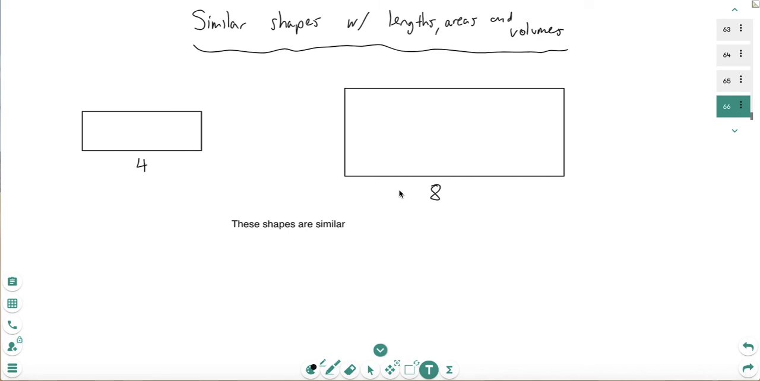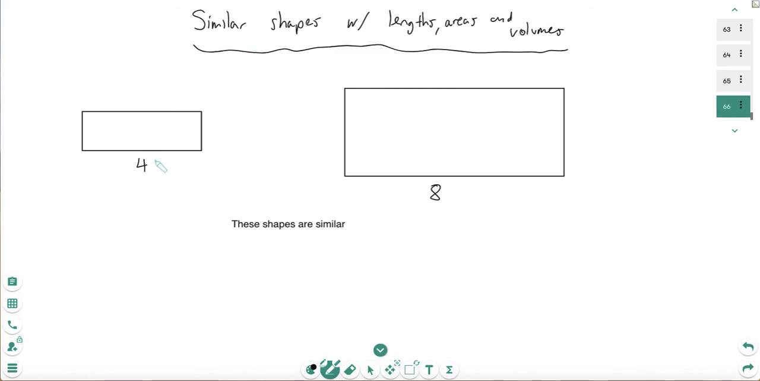Okay guys, this is the second part of similar shapes where we're going to start to involve areas and volumes, okay? It's probably best to watch my first video about similar shapes with only linear scale factors, and once you get the gist of that, probably come to this video here. So let's start with a quick example. Let me introduce you to this topic.